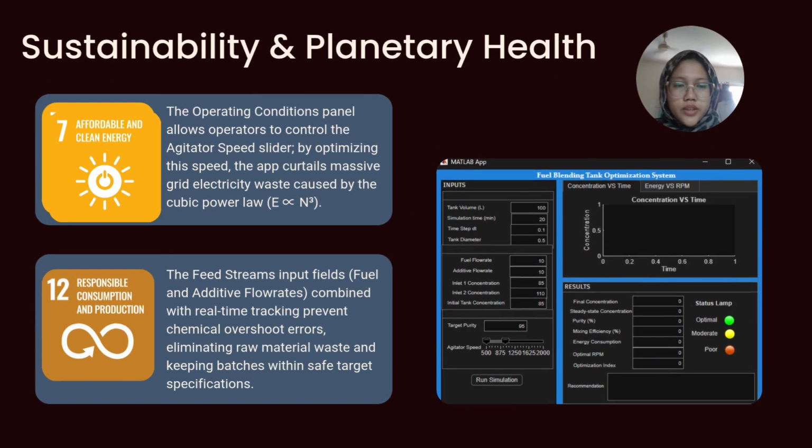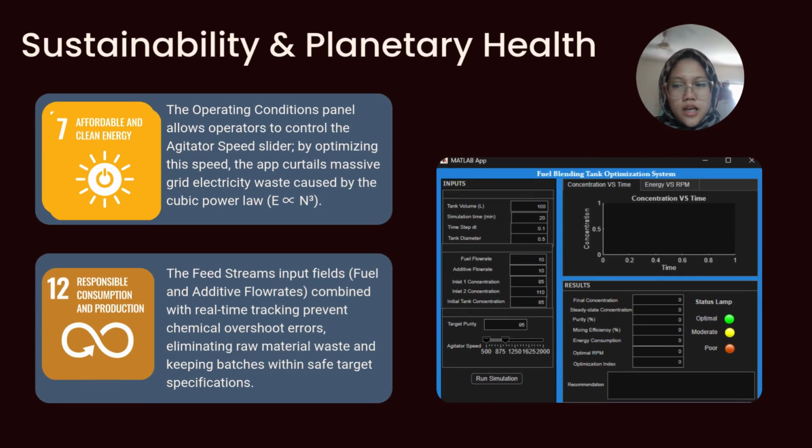Thank you. Moving on to the final section of our project, I will show how our MATLAB Engineer Process Dashboard directly facilitates quantifiable advancement in industrial sustainability and planetary health. As displayed in the interface layout of this image, our software bridges numerical process control with global sustainability metrics. For the first slides, we will focus on the SDGs.